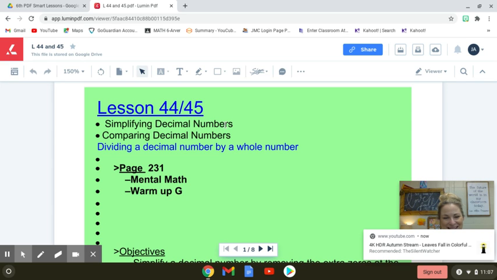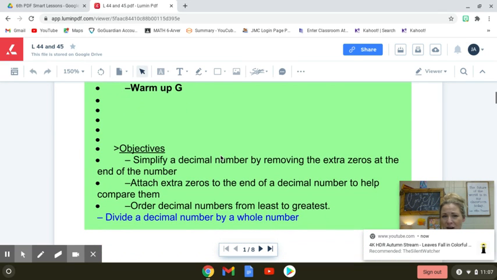We're going to go through some slides together today. A lot of learning targets. I'm going to take a moment to talk through these. Simplify a decimal number by removing the extra zeros at the end of a number. Those zeros at the end hold no value. There may be a reason for using those at some point, like when we're comparing. But in the end, when you're writing your final answer, those zeros hold no value. So just like when we do fraction work, we simplify fractions always, we simplify decimal numbers by removing any zeros at the end of the number because they hold no value.